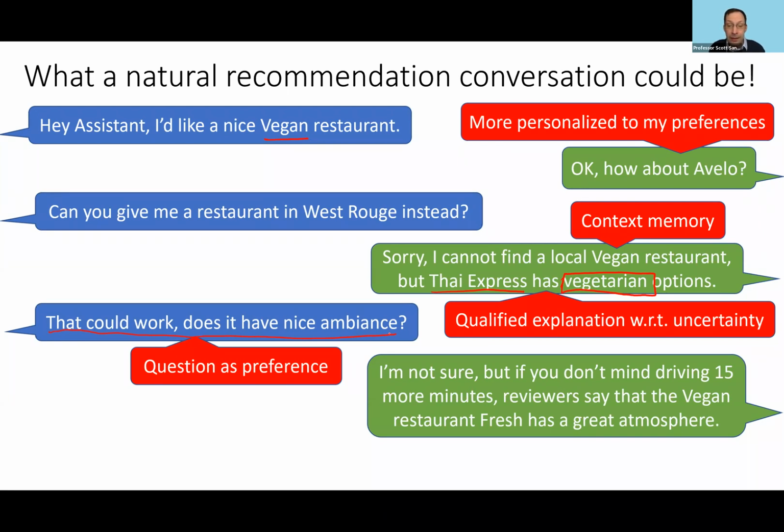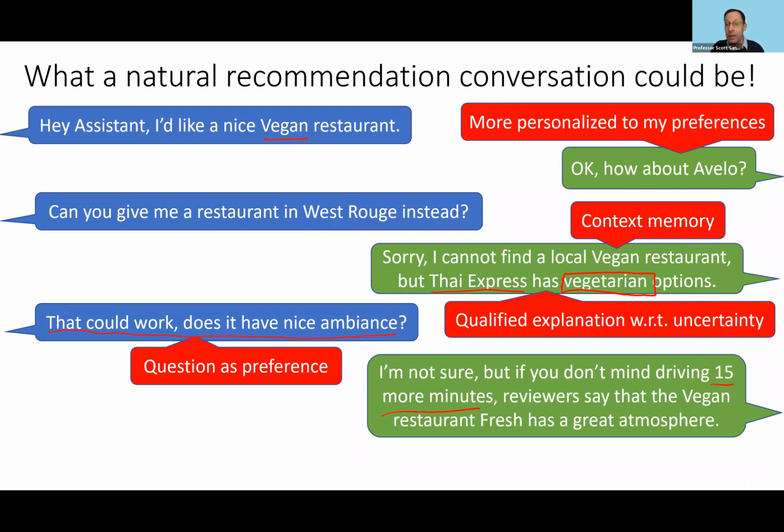And the system actually will then say, well, you know what? I'm very uncertain about the ambiance of Thai Express. I look at the reviews and they don't really mention this. So the system automatically makes a second recommendation, right? But realizing that it's a bit further, mentions the part it's unsure about.